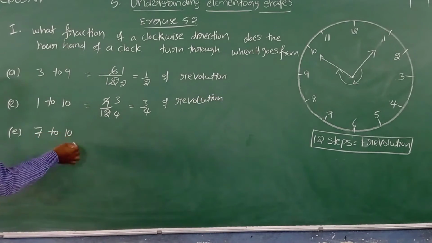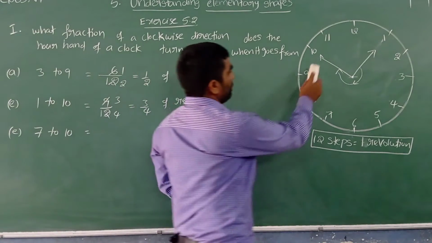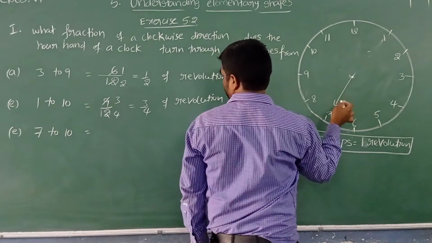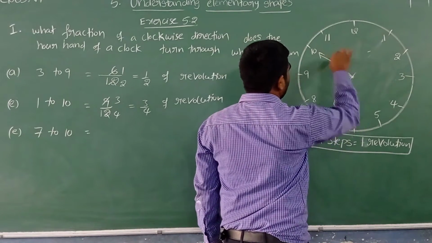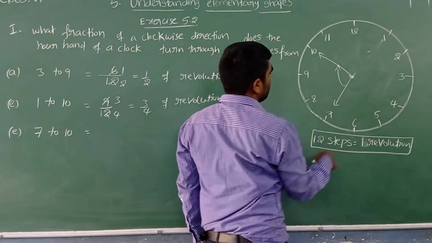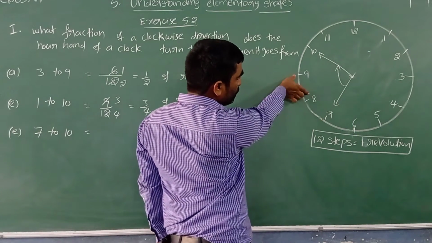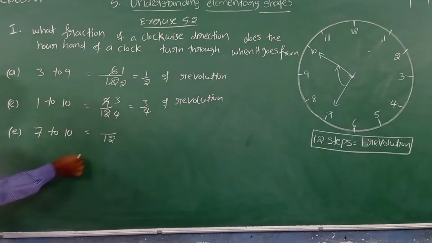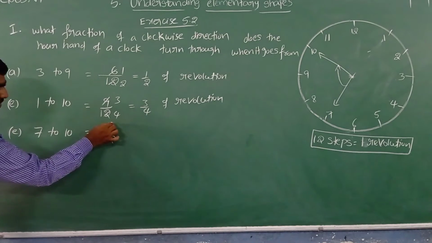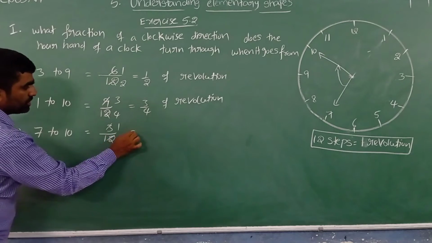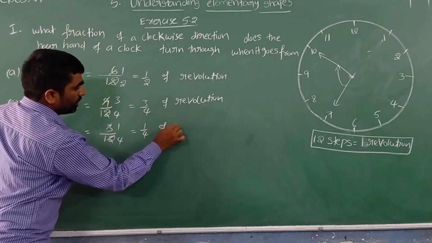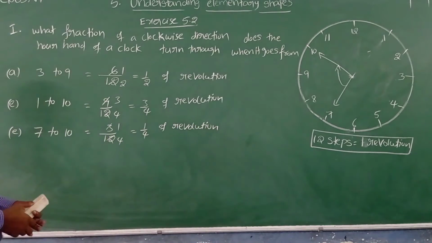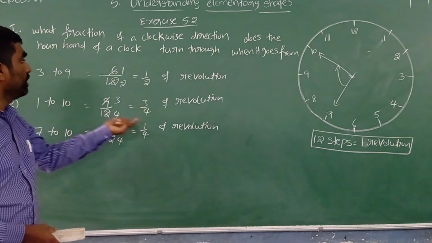Similarly, we'll see 7 to 10 also. If I turn from 7 to 10 clockwise, let's see how many parts we are going to cover: 1, 2, 3. We are going to cover 3 parts out of 12 parts. Let's simplify this. 3 1s are 3, 3 4s are 12, which is equal to 1/4. Yes, we are going to cover 1/4 of a revolution. So that is the way we can find what part of a revolution we cover in the given timings.